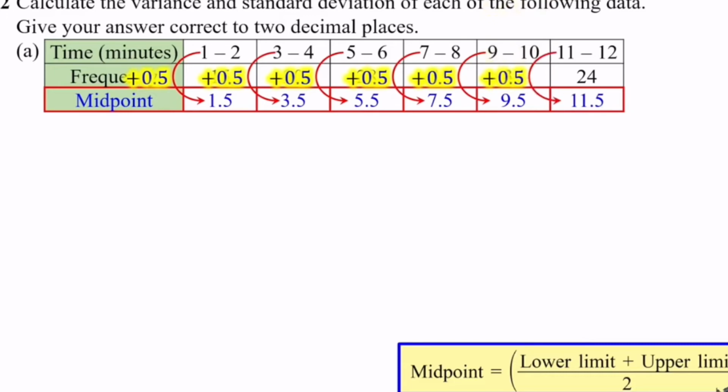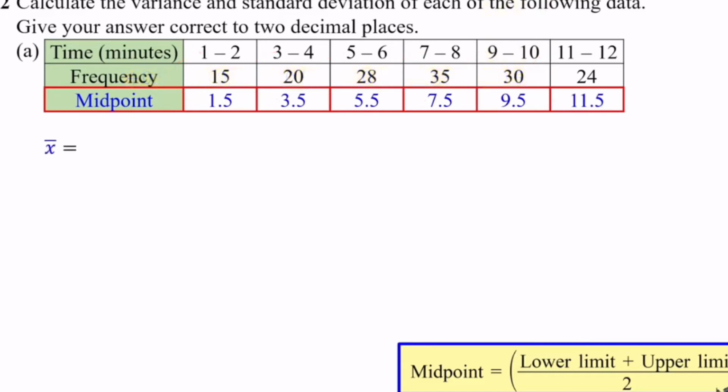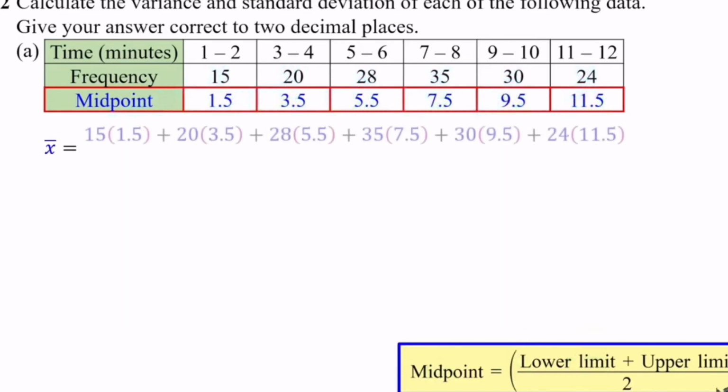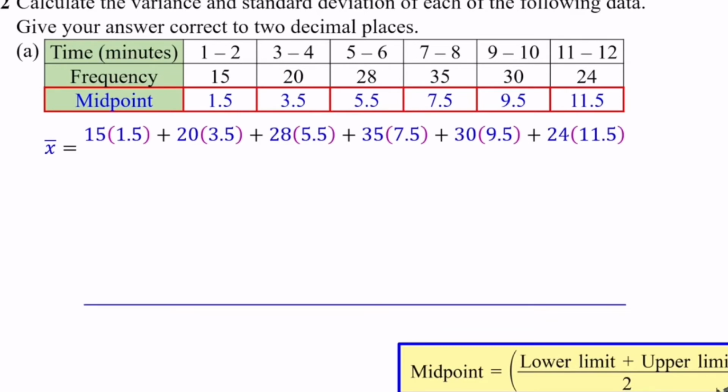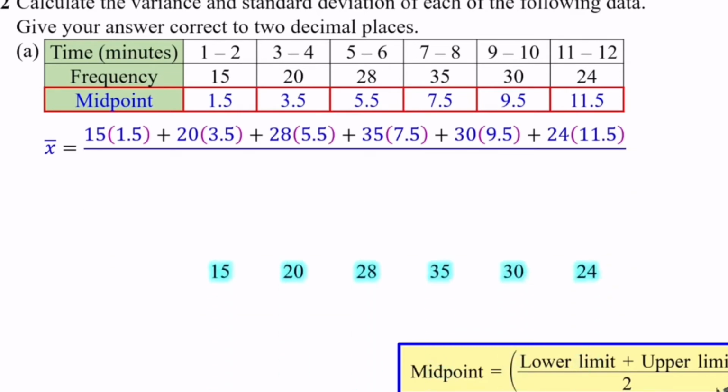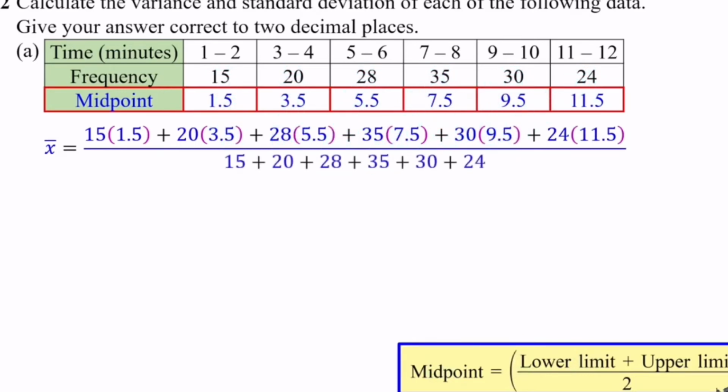So how do we find the mean? We must take the frequency times the midpoint plus another frequency times the midpoint, and so on, over the total frequency. 15 plus 20 plus 28 plus 35 plus 30 plus 24 is equal to 7.0395.